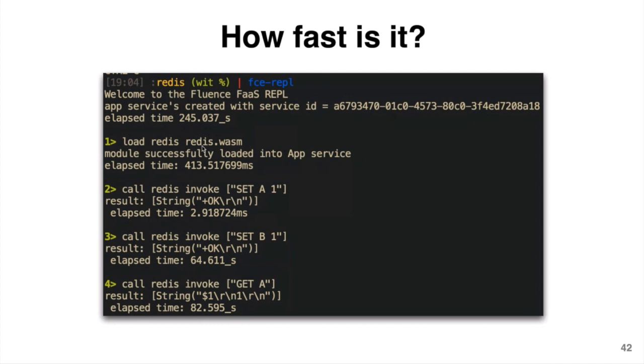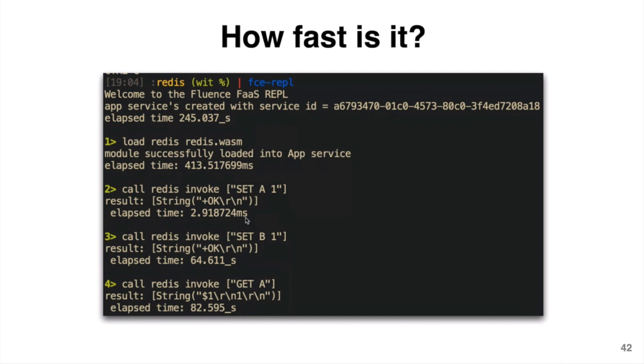The compilation of Redis takes this train about half a second. Yes, and we have partially lazy linking, and the first call, so set in one, takes about 3 milliseconds, sorry, but consequent calls take much less. It's microsecond, it isn't printed on the screen for some reason. So it's about 64 microseconds. So it looks quite fast.